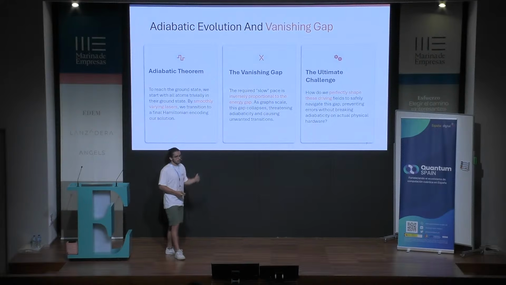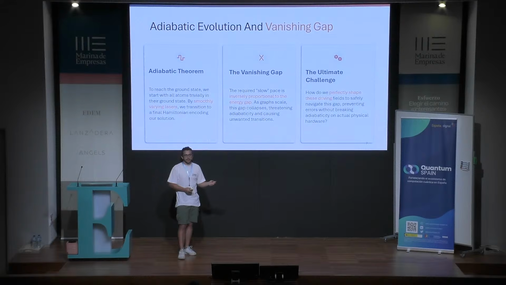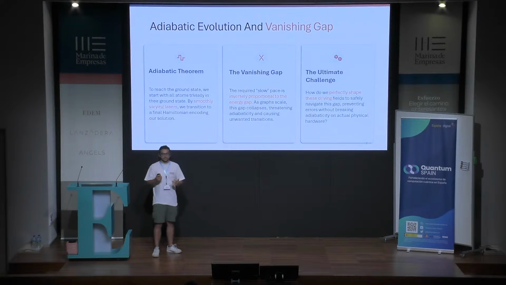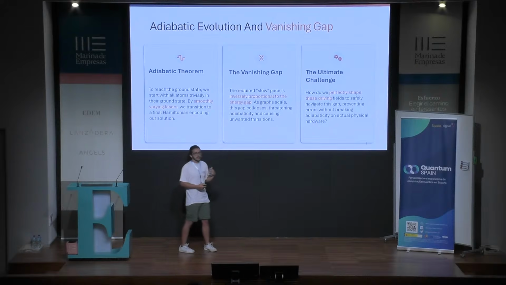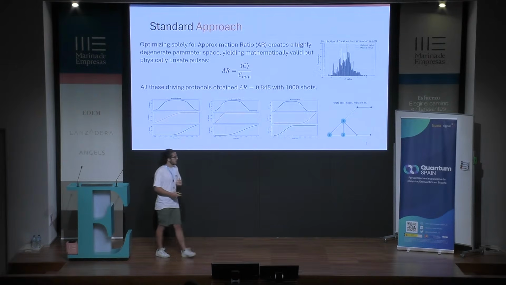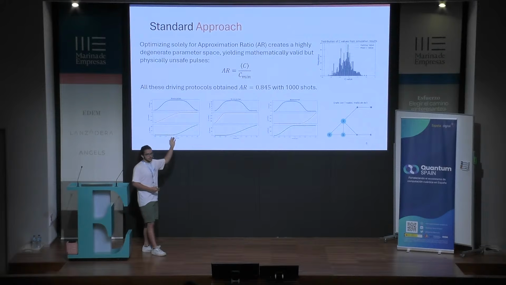And here is where the theoretical physics crashes with the real hardware, since that slow pace demanded by the adiabatic theorem is inversely proportional to the energy difference between the ground state and the first excited state. And as our graphs scale up, this energy difference collapses into what we call the vanishing gap. So the ultimate question is how do we perfectly shape these driving protocols so we can avoid unwanted transitions and respect the adiabaticity.